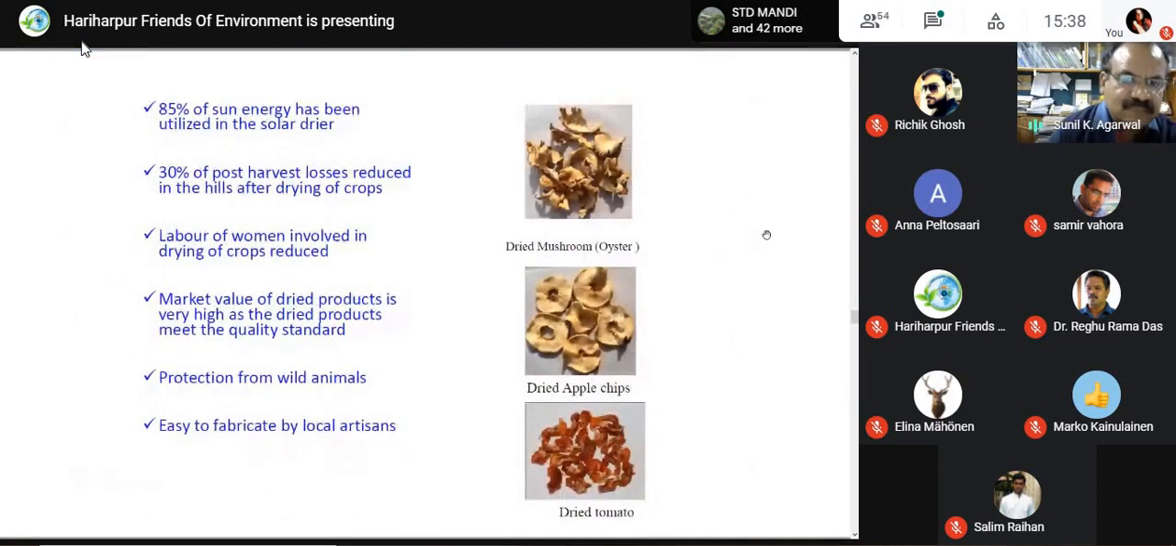So these are some of the specific features while designing this type of dryer for use in mountain areas, and it is easy to fabricate by local artisans. That is the real importance, how we can revive the artisans and their livelihoods. Next slide, please.